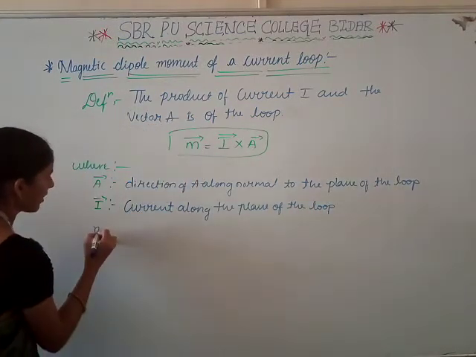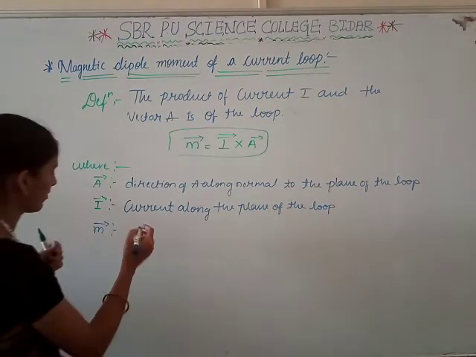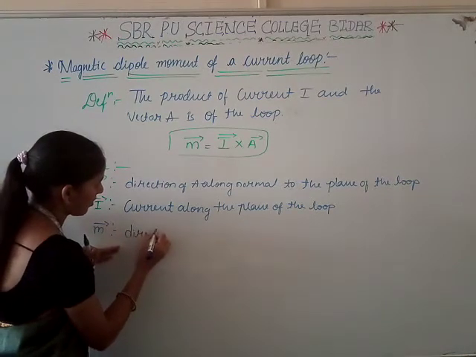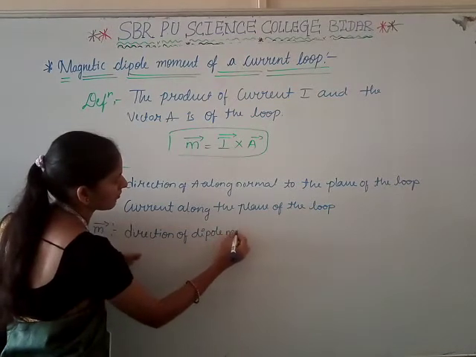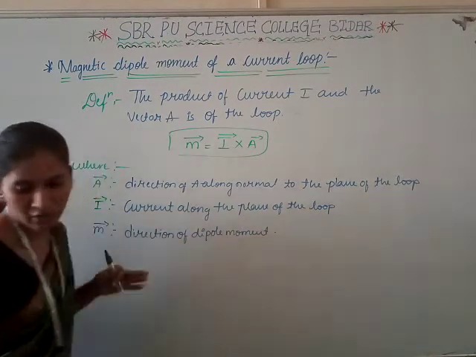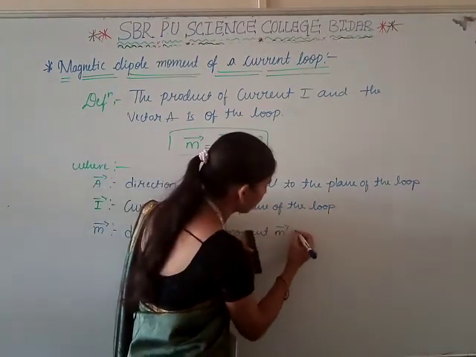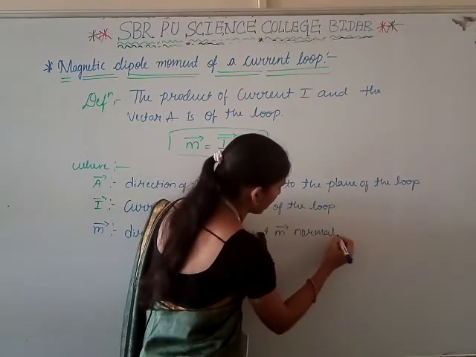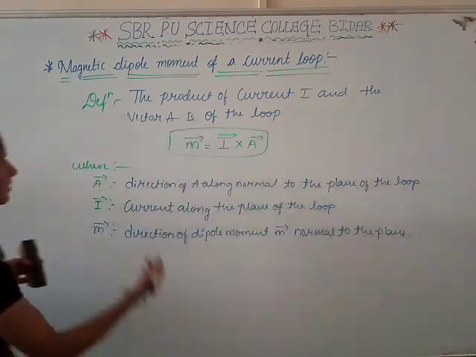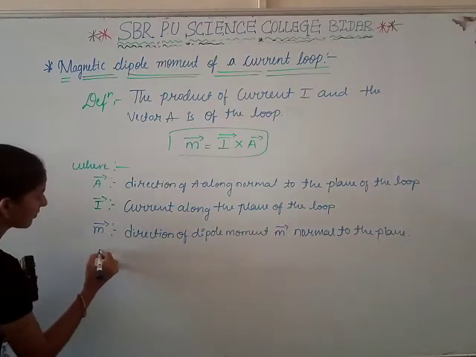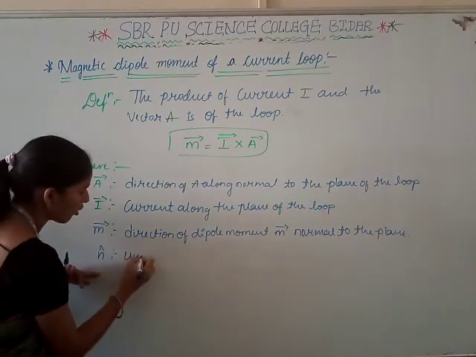And vector M, what is M here? M is the direction of the dipole moment, which is normal to the plane. Next we have n cap, which is the unit vector normal to the loop.